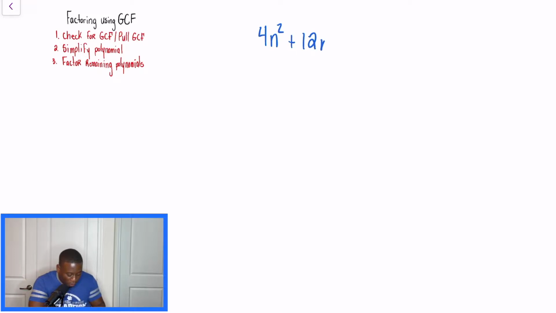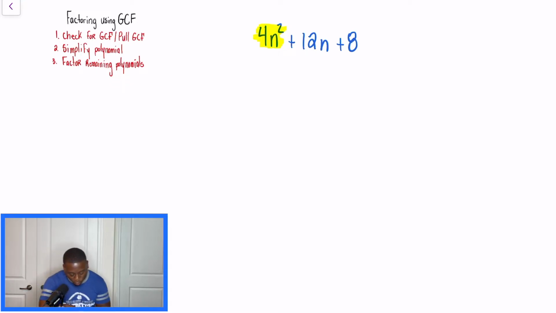So, we use greatest common factor when we have a polynomial and that leading term, so we're talking about 4n squared, when there is a coefficient in front of that leading term. So instead of it being n squared, a squared, b squared, we have a number greater than 1. This is when we can use the GCF.